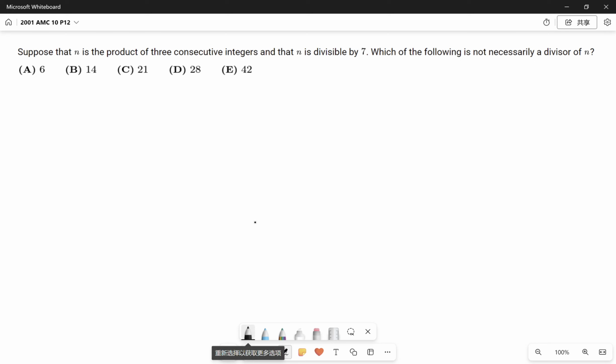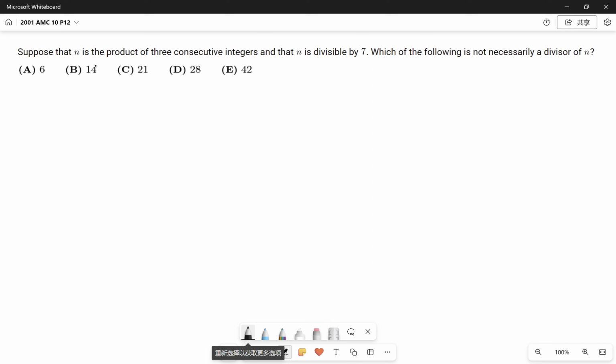This is 2001 AMC 10, problem 12. Suppose that n is the product of three consecutive integers and that n is divisible by 7. Which of the following is not necessarily a divisor of n? So we have A, B, C, D, E, 5 options here. And let's just test them all out.